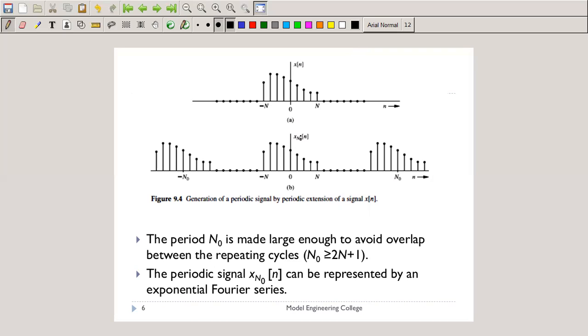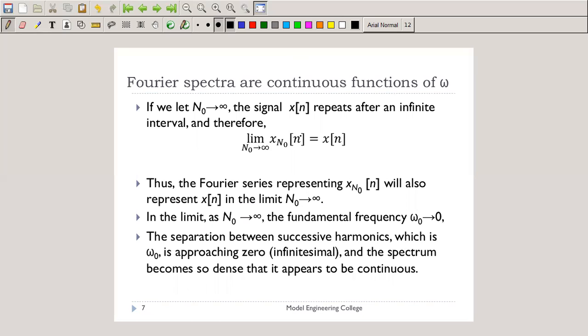So a periodic signal x n0 of n can be represented by the exponential Fourier series. If we compare the aperiodic signal x of n and its periodic extension x n0 of n, we can state that in the limiting case, this periodic extension x n0 of n is equal to x of n when n0 tends to infinity. So the Fourier series representing x n0 of n will also represent the aperiodic sequence x of n in the limit as n0 tends to infinity.